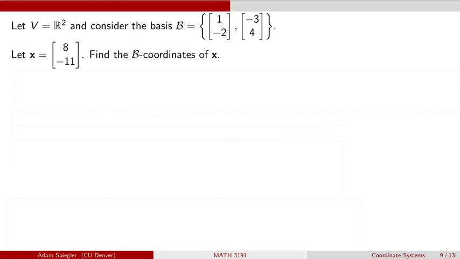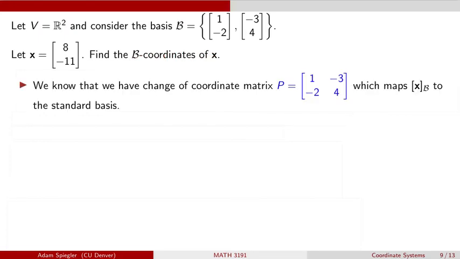Let's say we still have this same basis B, whose first vector is the column vector (1, -2), and the second vector in this basis is the column vector (-3, 4). And we're working with the vector space R2. And so here's the vector x in R2, the column vector (8, -11) in usual coordinates. So here we are located 8 units to the right and 11 units down. But let's say I want to describe this vector not in terms of standard basis elements, but in terms of this basis B. So we want to find the B coordinates of x.